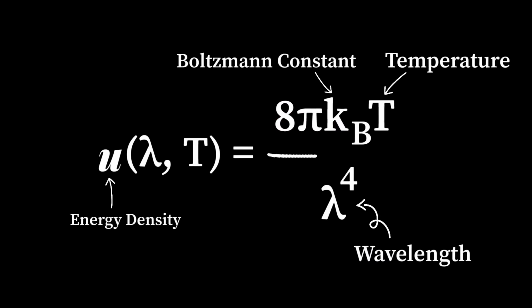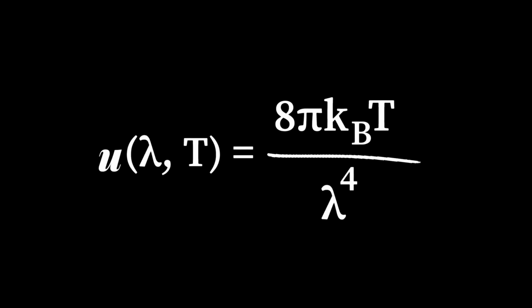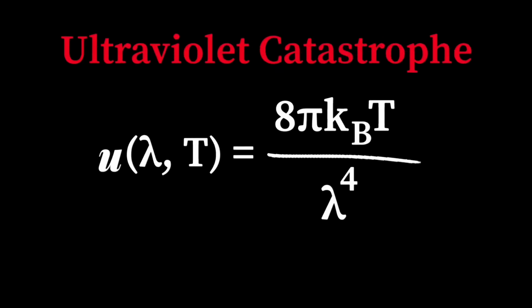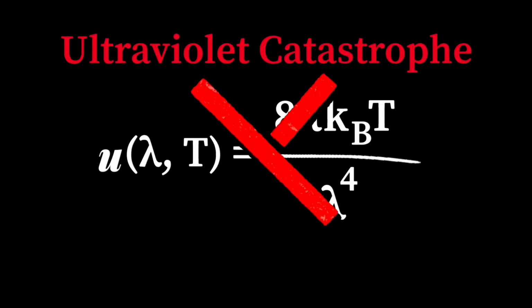From their equation, we can see that as the wavelength approaches zero, the energy per unit of volume is predicted to approach infinity, which is physically impossible. This inconsistency was referred to as the ultraviolet catastrophe, which ultimately revealed that something fundamental was missing from our understanding of light. In 1900, German physicist Max Planck theorized that light energy is quantized.